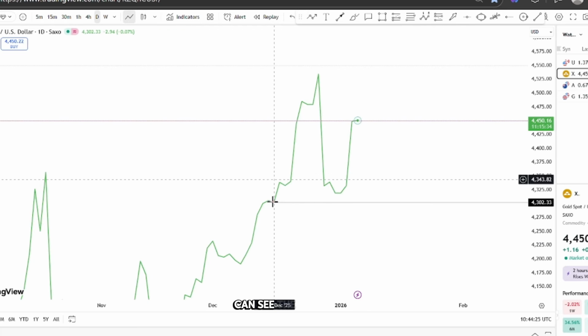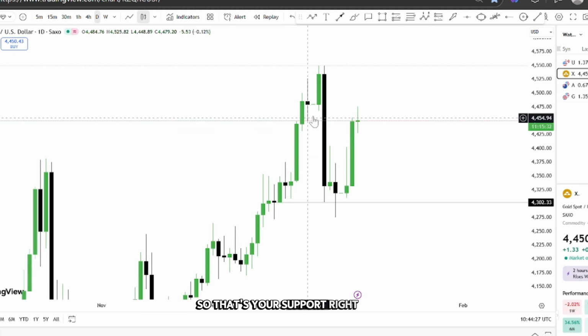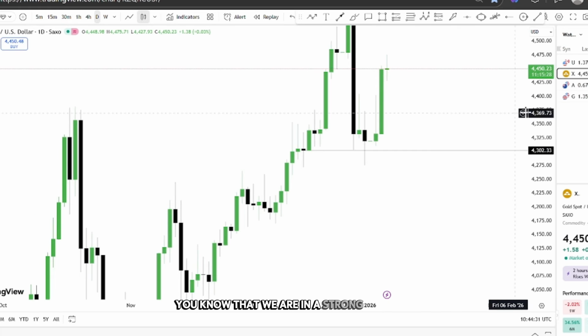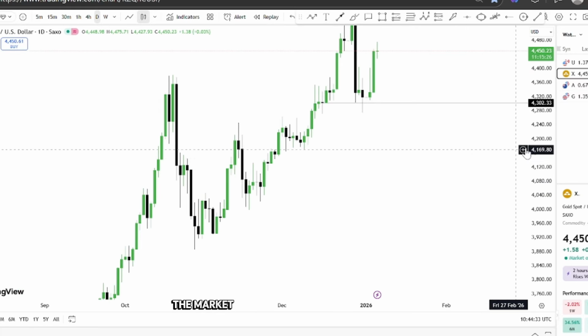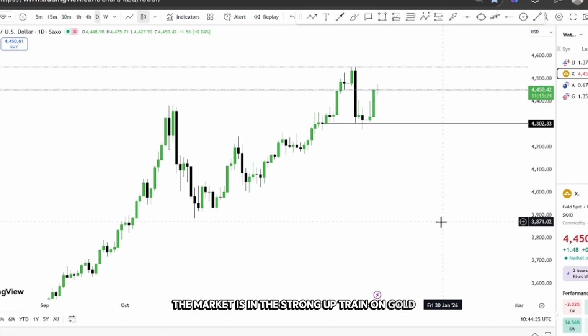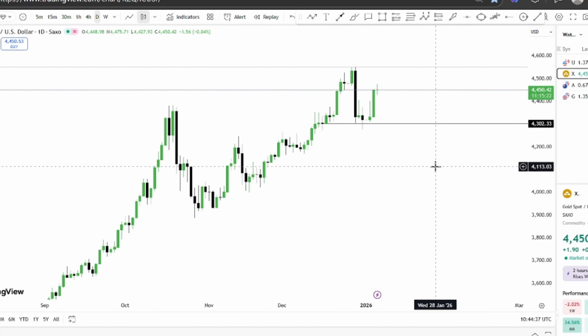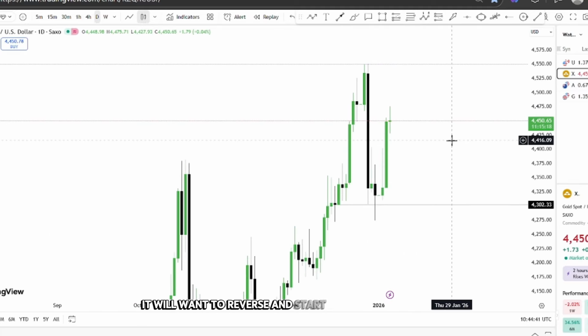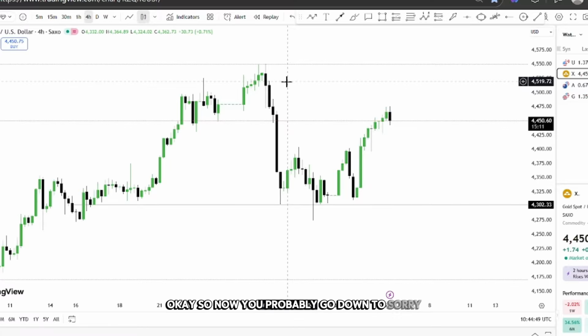You can see the structure. So that's your support right there. And you see this strong candlestick coming to these points. You know that we are in a strong uptrend. The market is in a strong uptrend on gold. And you believe that once the market hits a key level, it will want to reverse and start buying from that key level. So now you probably go down to a lower time frame.